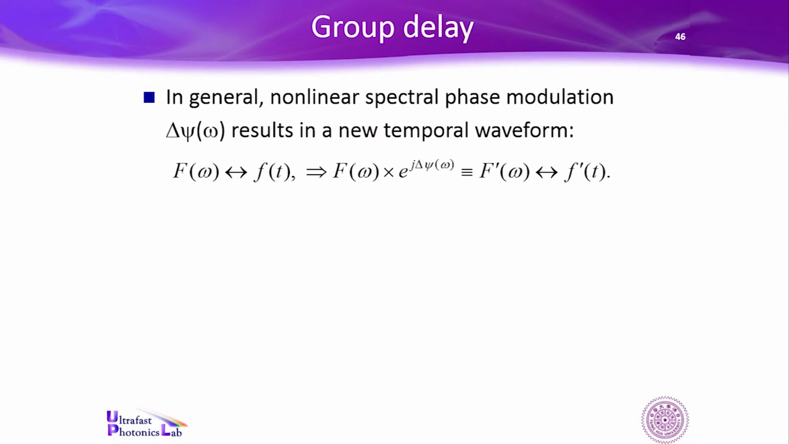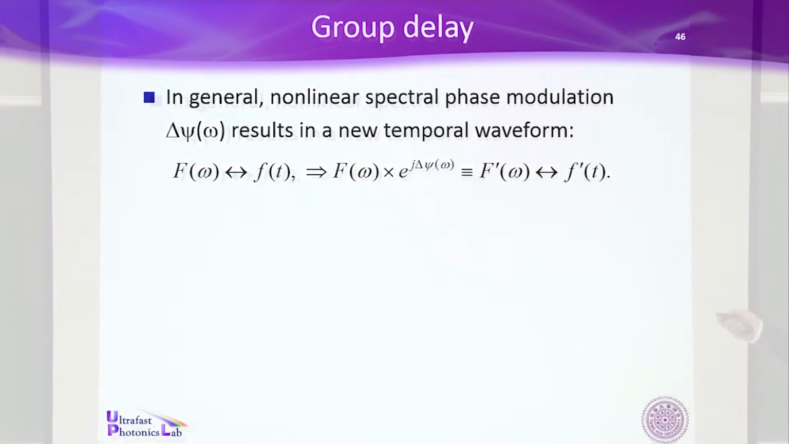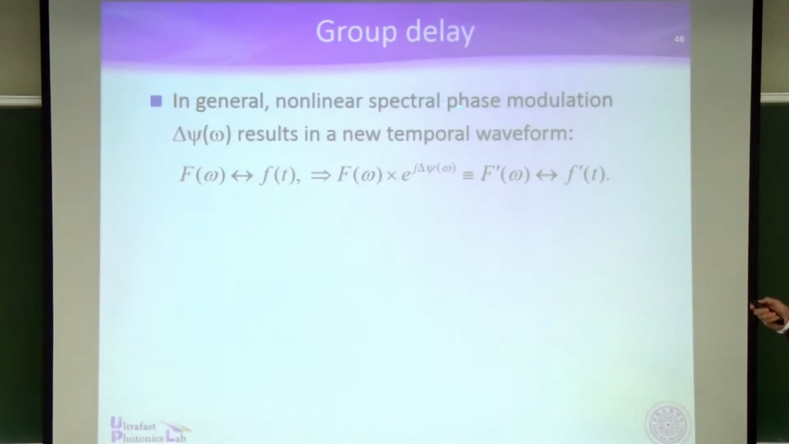Now, we need the help of Fourier transform property again. Very similar to the case about cell phase modulation. Here, in general, nonlinear spectral phase modulation results in a new temporal waveform. Okay? So big F and a small f are Fourier transform pair. If you multiply big F with some nonlinear phase modulation function, then you got the new spectrum, big F prime, and certainly a new temporal waveform f prime.